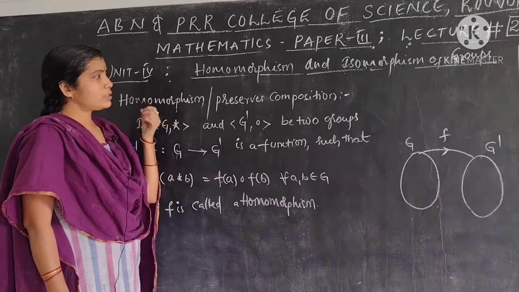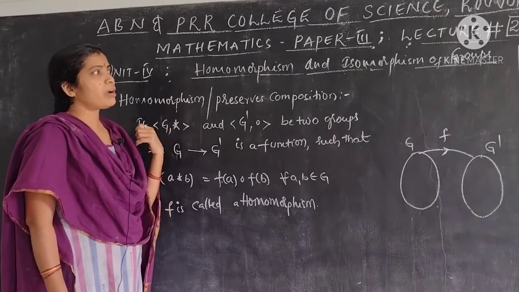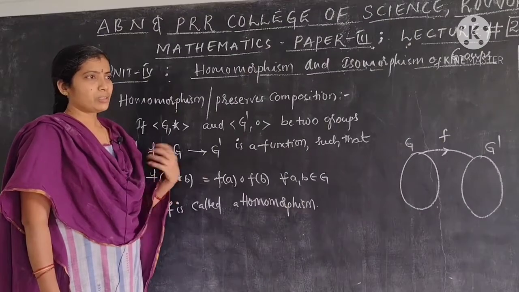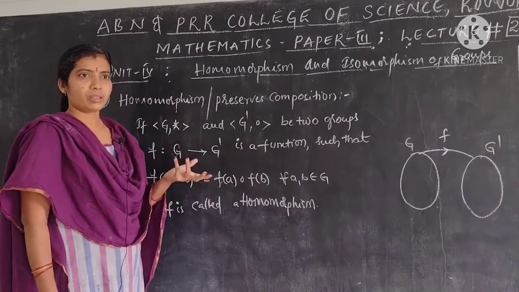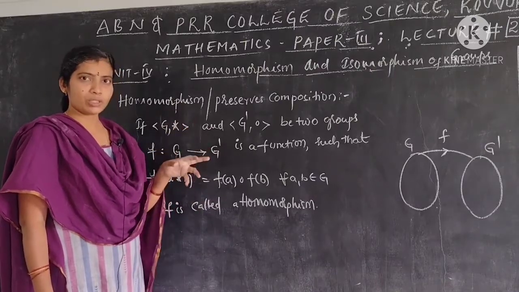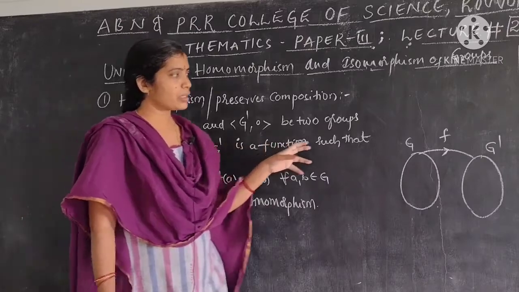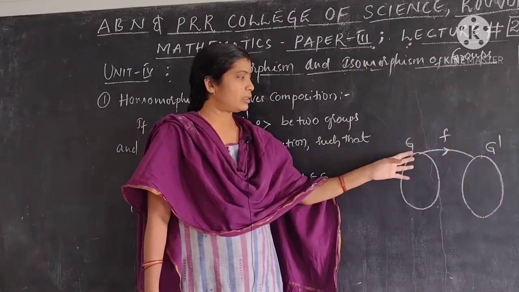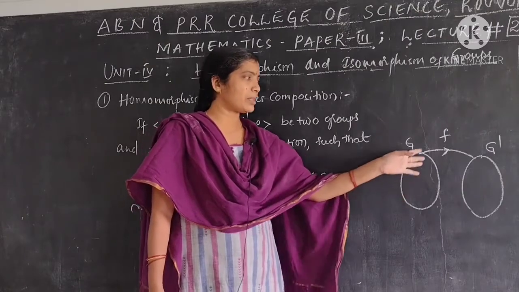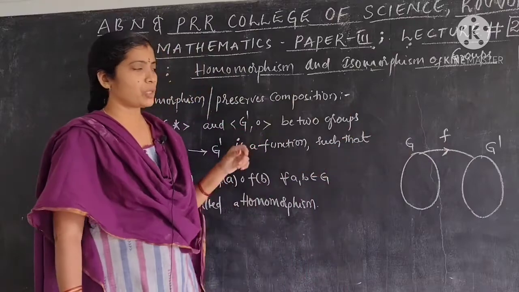To know these morphisms, homomorphism or isomorphism, we must have a good idea of functions. You consider two sets and take any relation between two sets, which is a function. Then the first set, suppose the mapping is like this, is nothing but the domain and the second set is the codomain. You must have the knowledge of this function.